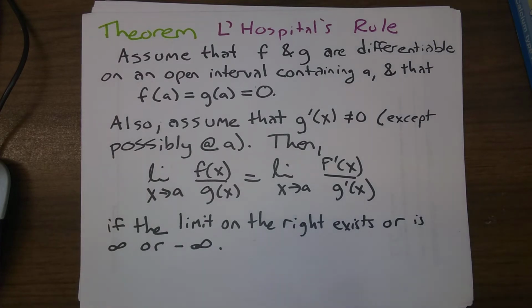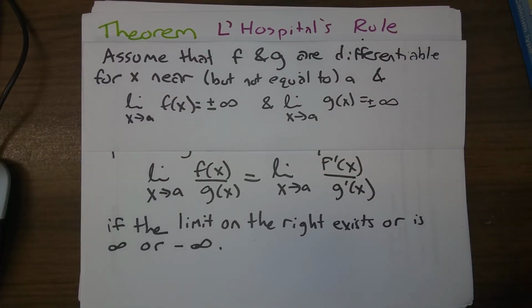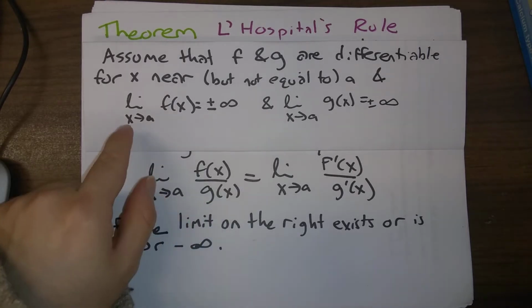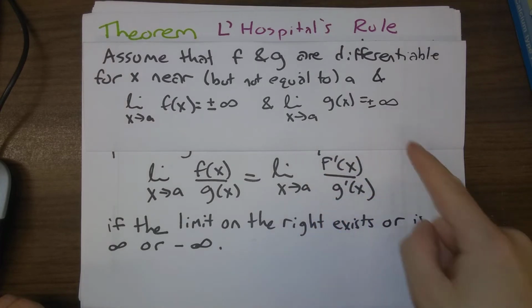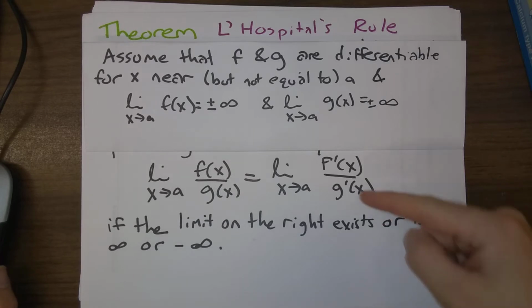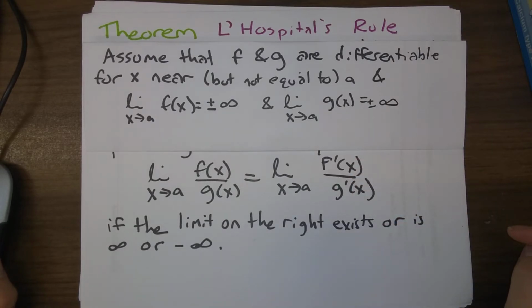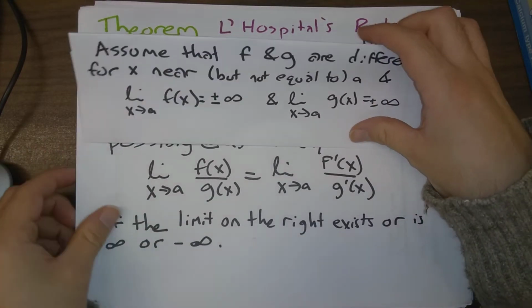Furthermore, apart from just having 0 over 0, if we have an infinity over infinity indeterminate form, we can do the same thing. So we end up with the limit as x goes to a of f of x is infinity, and the limit as x goes to a of g of x is also infinity, an infinity over infinity indeterminate form, we can take derivatives of top and bottom separately. Okay, so this is what L'Hopital's rule is. Let's do some examples of it.